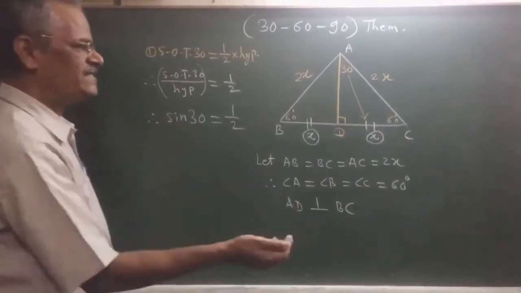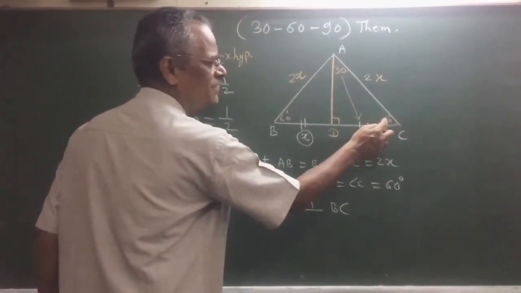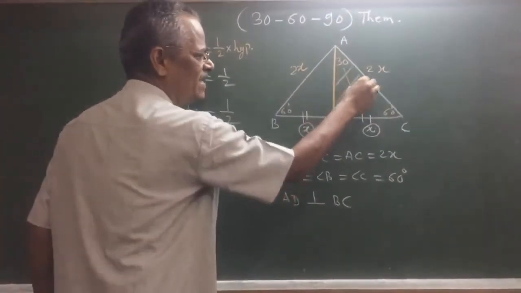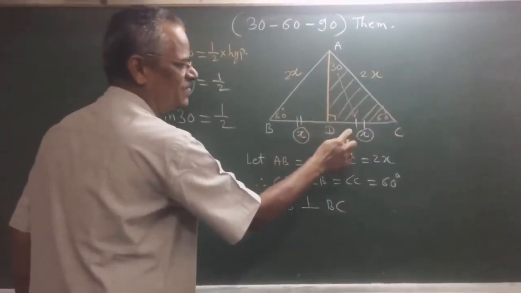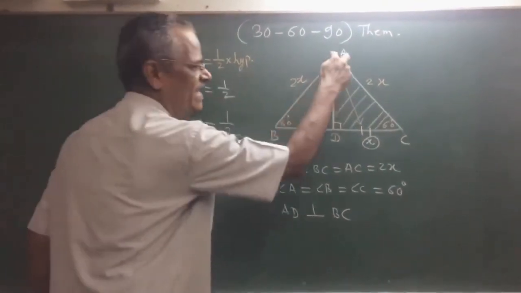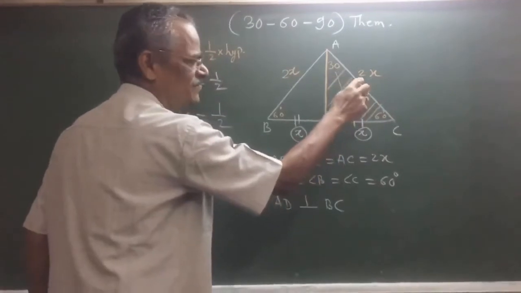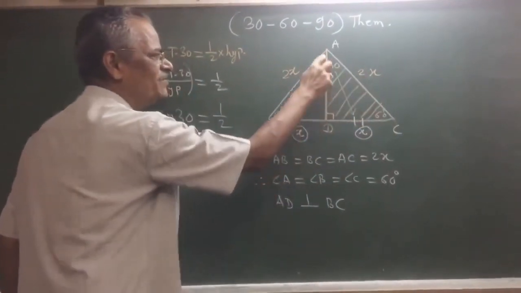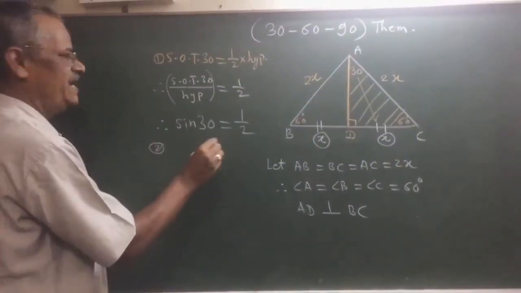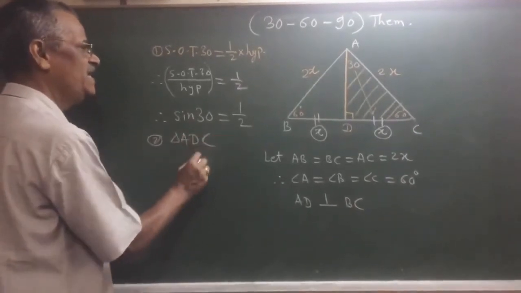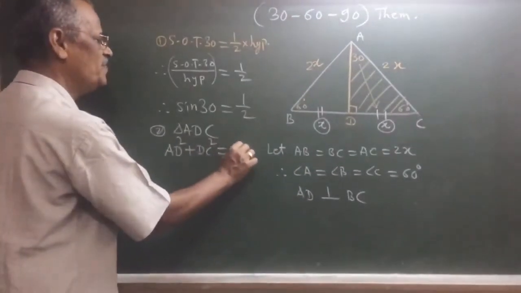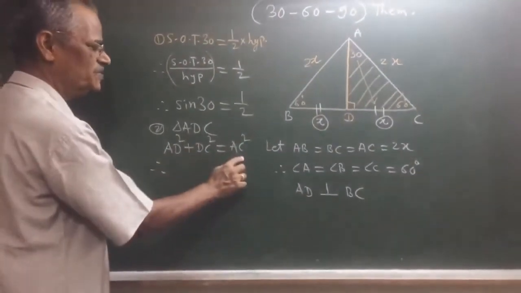Now next thing, let us try to find out the value of the side opposite to 60 in this triangle ADC. Now we know that DC is x, it is opposite to 30. AC we have taken as 2x, the hypotenuse. Now we can use Pythagoras to calculate AD. So what is that Pythagoras? That is your next step in triangle ADC. Use Pythagoras: AD square plus DC square is equal to AC square. Substitute proper values.